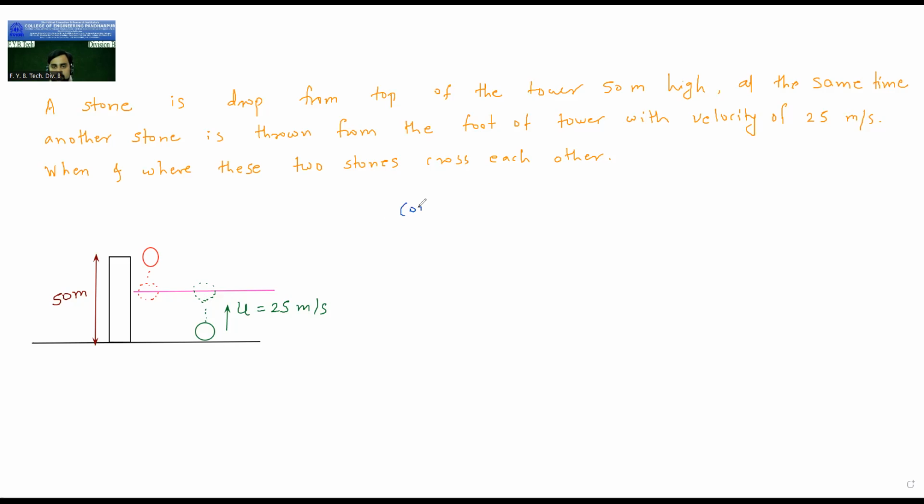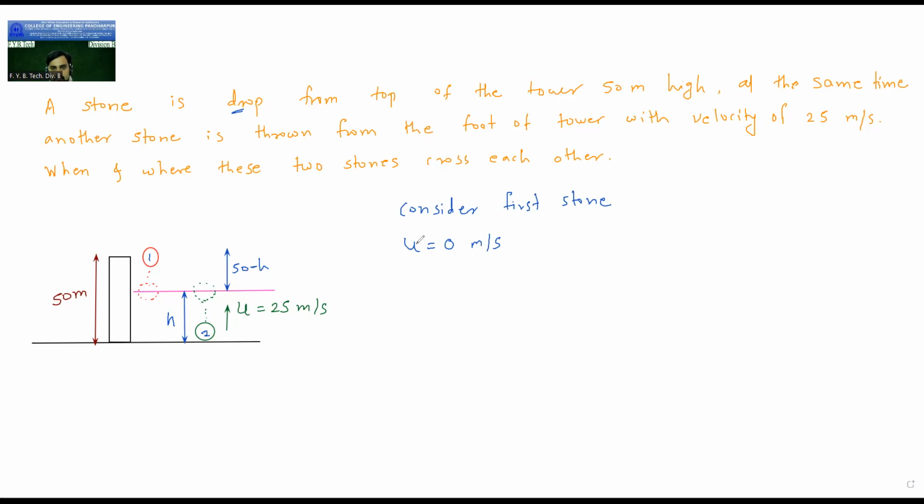First of all, consider the first stone. Let us say this is our first stone and this is the second. If you consider the first stone, what is the initial velocity? It is just dropped, so it is 0. Then what is the distance traveled? Suppose the height traveled by the second stone is h. If this is h, then this will be 50 minus h.